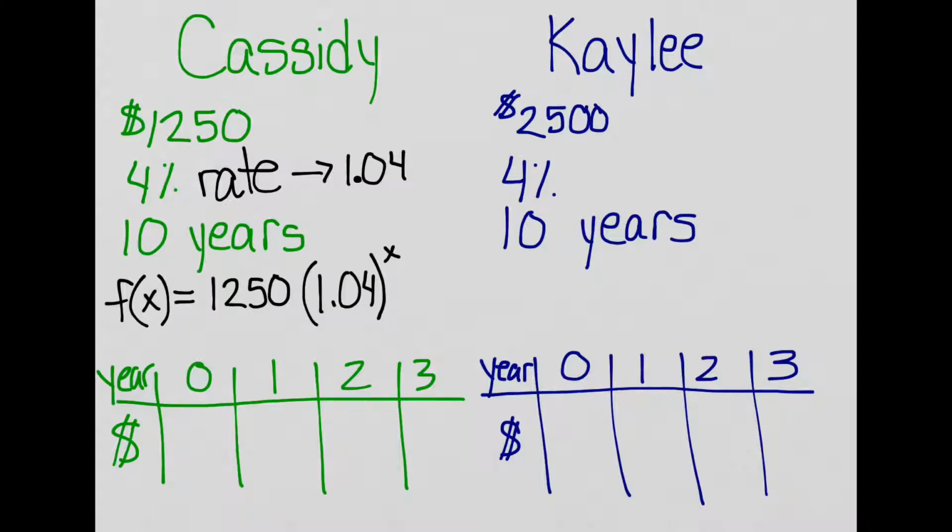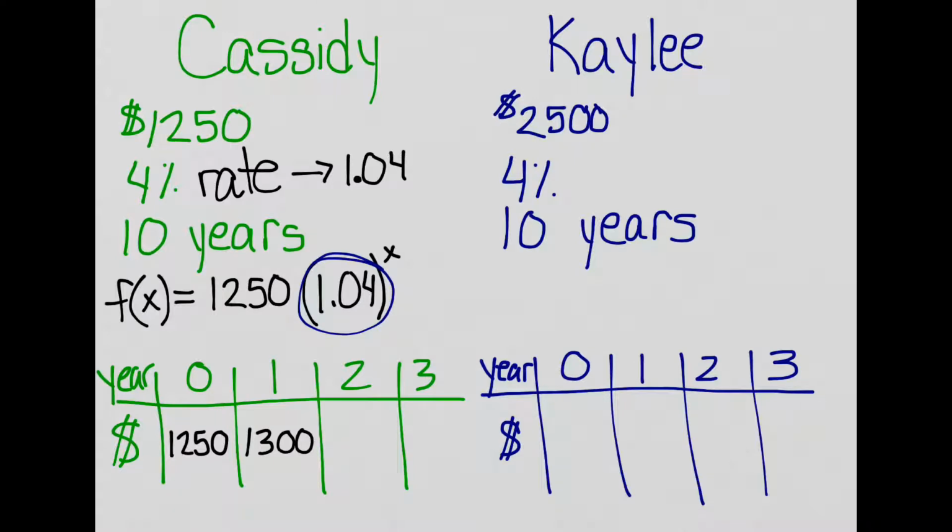Or we can just think about this. How much did she invest in the beginning? Well, 1,250. How much did she have a year later? Well, we are multiplying by 1.04 every time. That's our growth factor, the thing in the parentheses. So if we were to multiply 1,250 by 1.04, we would get 1,300. And don't just add 50 every time because that is not what's happening.